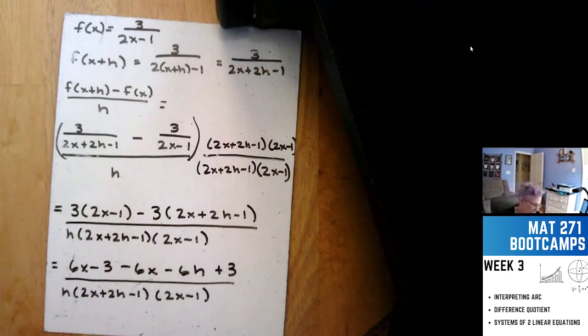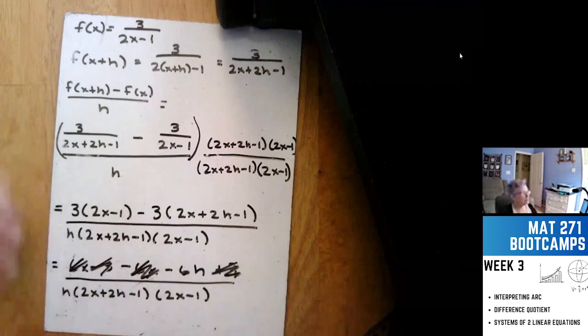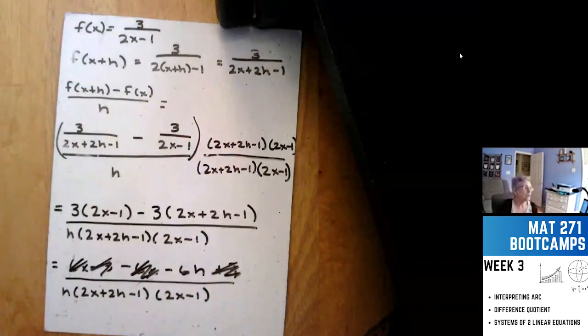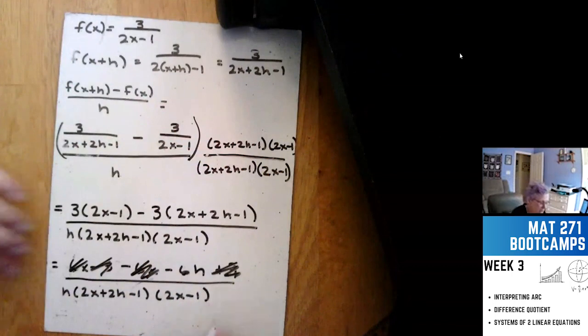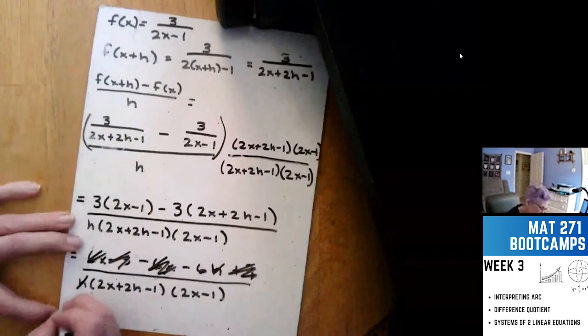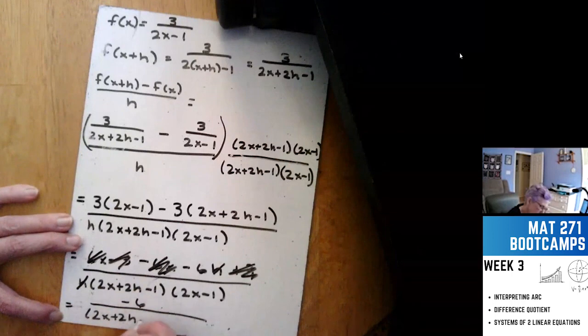Now we can start combining like terms. 6x goes away with 6x. Minus 3 goes away with positive 3. And then I look and I see that the magic has happened. The stuff on top is just a term with an h in it. I can cancel that h with that h, and I'm left with negative 6 sitting on top of the LCD.